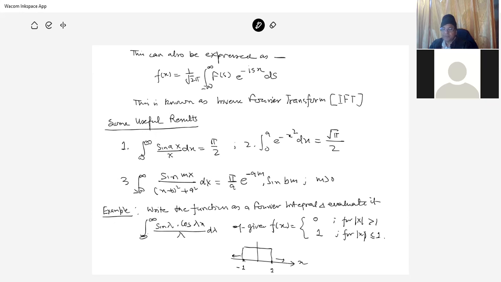The Fourier transform of the function, what will be the value? So you have to put this value of x and then find out the integration. The integration is given here, and then you have to do all this by substituting the values.